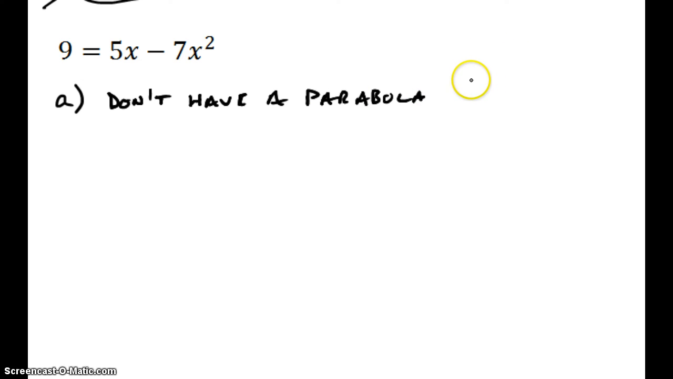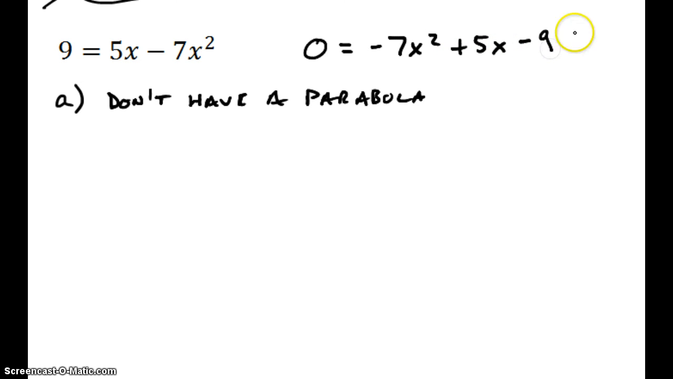However, you could graph a parabola and then find the zeros. You could put this in standard form. Let's put this in standard form now. 0 is equal to negative 7x squared plus 5x minus 9. Subtracting 9 from both sides to get 0 by itself and everything else on the other side. Descending order of powers.